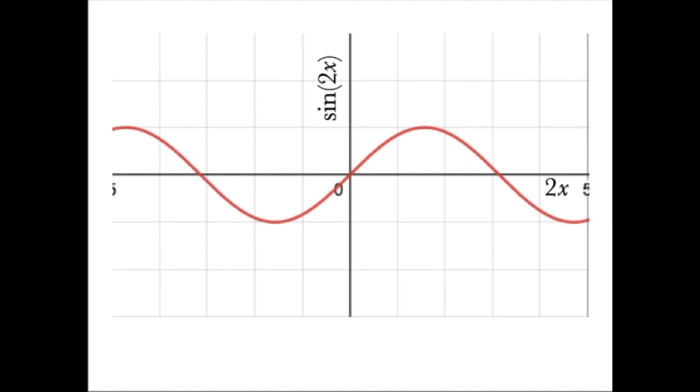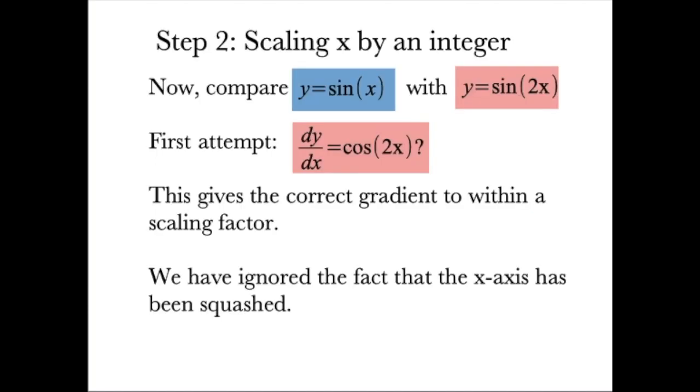So if I'm going to differentiate this, then so far the derivative looks exactly the same. The derivative of the y equals sine x graph is y equals cosine of x. So I'm going to hazard a guess here that the derivative of y equals sine 2x is going to be cosine of 2x. And I'm going to plot this on Desmos in a second, and we'll see that this does give the correct gradient to within a scaling factor. So we're almost there, but we've ignored the fact that the x-axis has been squashed.